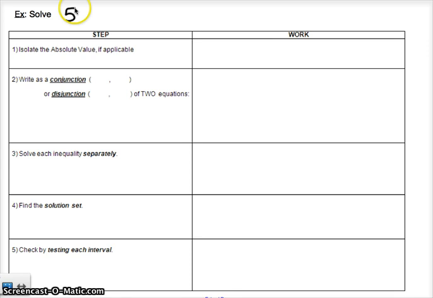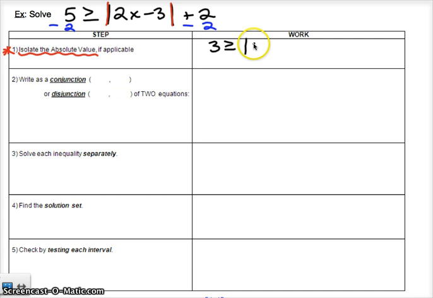5 is greater than or equal to the absolute value of 2x minus 3 plus 2. All right, so the first thing we're going to do is isolate the absolute value symbol. This is easy to forget. A lot of students forget it, but it is so incredibly important to isolate the absolute value symbol first. Here is what you want to isolate. You want to get that all by itself. So we're going to do that by subtracting 2 on both sides, and you have 3 is greater than or equal to the absolute value of 2x minus 3.